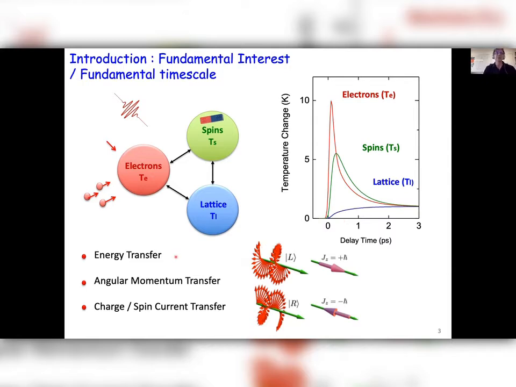So what is interesting is to try to understand how at those timescales we can define and understand energy transfer, angular momentum transfer, but also charge and spin current. And what is nice about using those femtosecond lasers is that the light can be polarized, circularly polarized, left or right. And so light can carry an angular momentum that may be transmitted to the rest of the material.